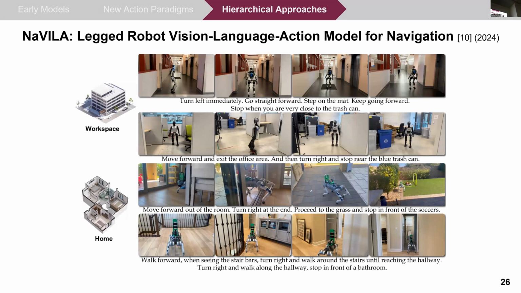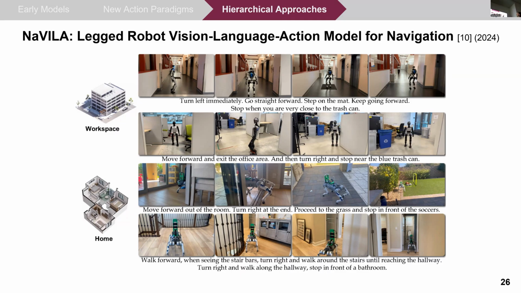So if you've been wondering whether any of this could be applied to mobile robots, it can. This is NaVILA, a legged robot vision language action model for navigation. In this work, they actually use their model on a humanoid robot and a quadruped robot and evaluate them both in real-world environments. You can see a workspace and a home here.